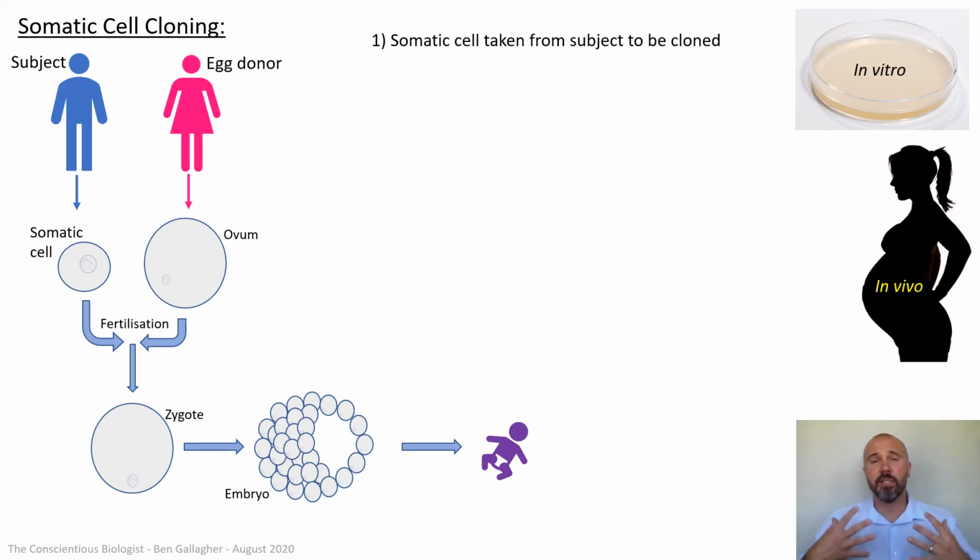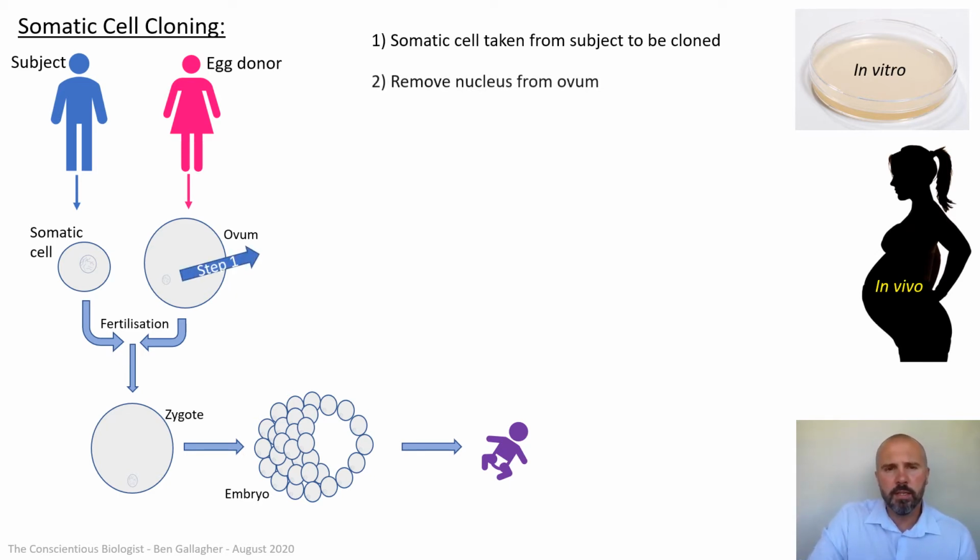All of your body cells are somatic cells apart from your germline cells, which are your sperm and egg cells. Okay, so any normal cell, could be a skin cell, doesn't matter. They should all contain 100% of, in this case, that blue guy's DNA.